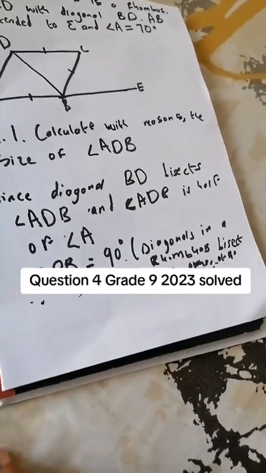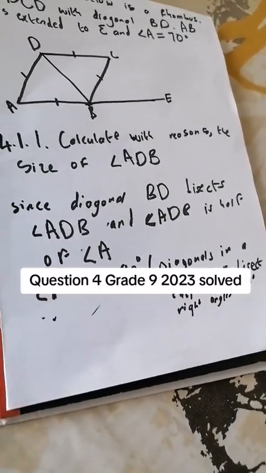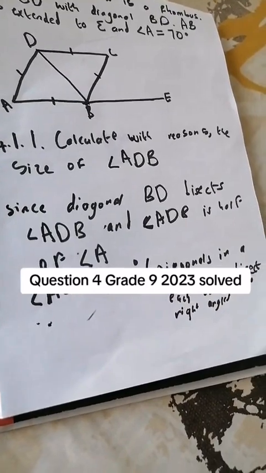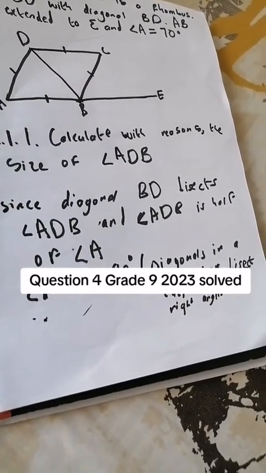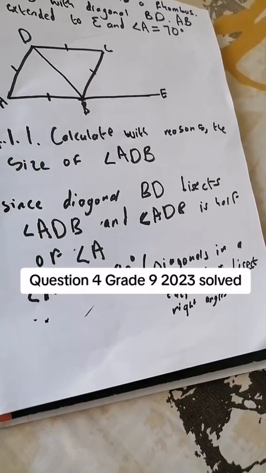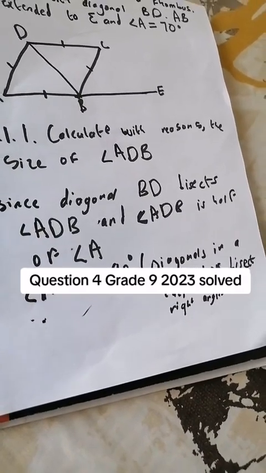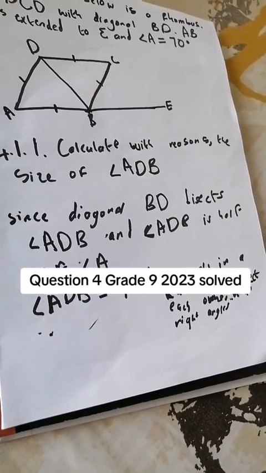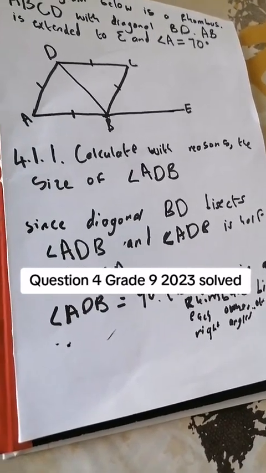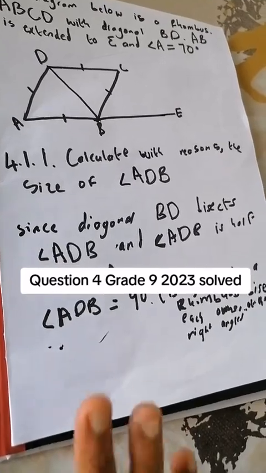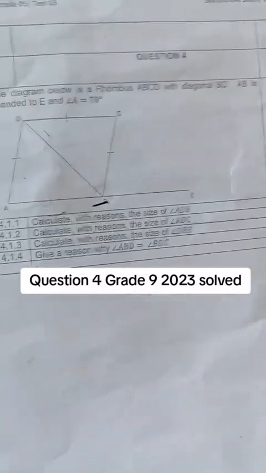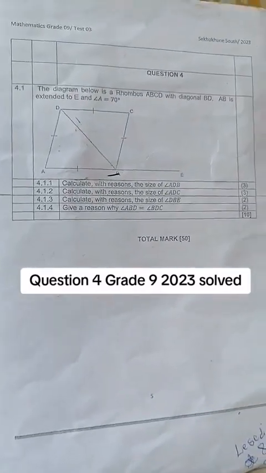So just like that, don't worry about the part where they say calculate. You only focus on where they say with the reasons. So with this chapter, you can find your answers without even using your calculator. You just have to know the rules. Okay, so let's move on to question number 4.1.2.